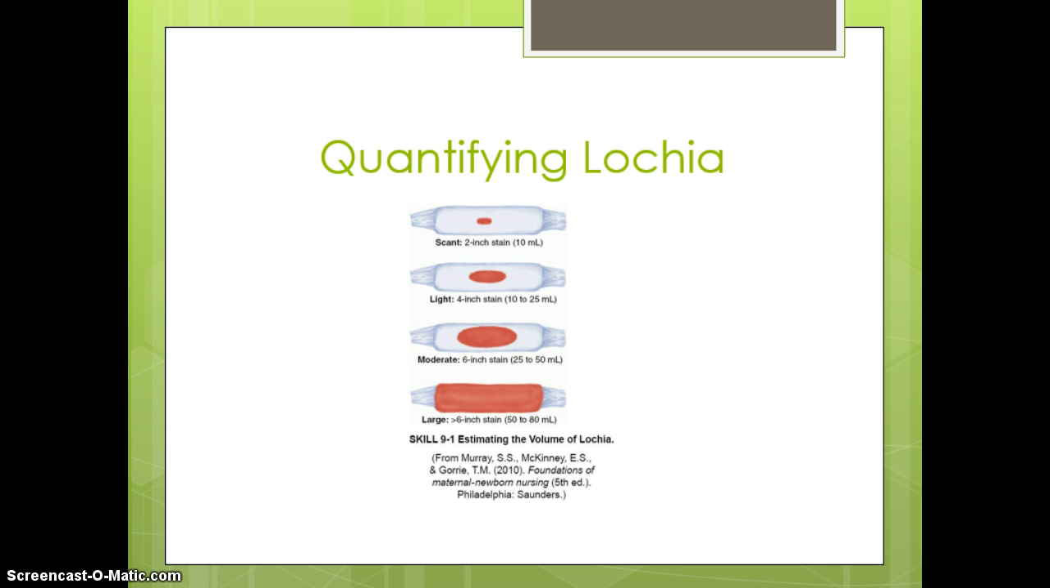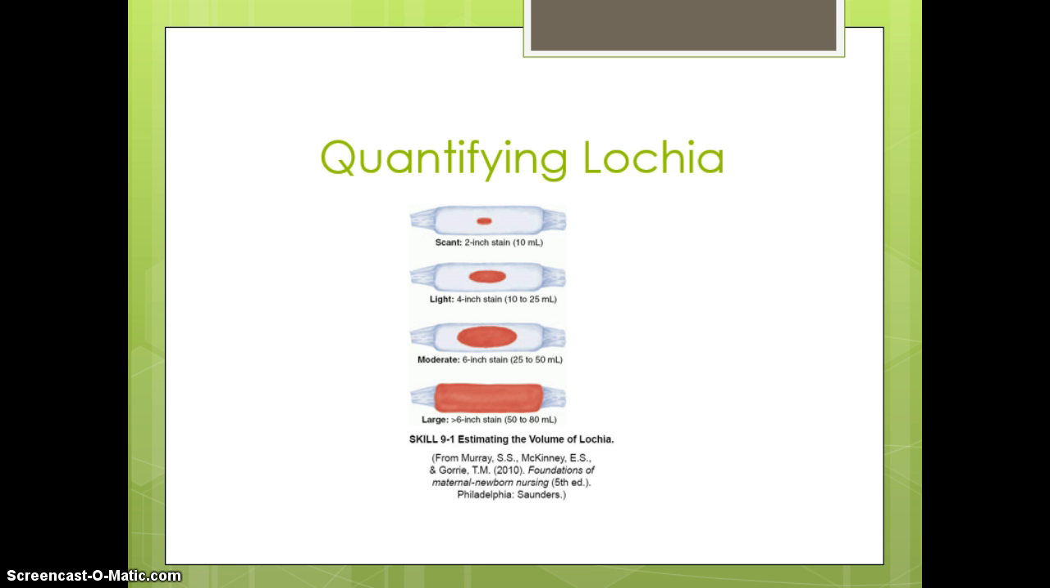Light being around a 4-inch stain, moderate 6-inch stain, and then large is typically saturating that pad, maybe soaking onto the chucks behind her. So in order to prevent postpartum hemorrhage, it's very important to maintain uterine tone with the massage, expelling clots, preventing hemorrhage. Explain to her that yes, it can be painful, but it's very important.